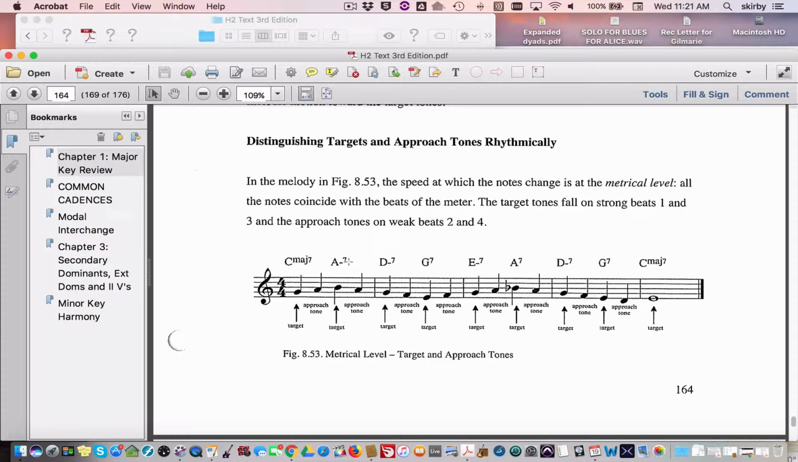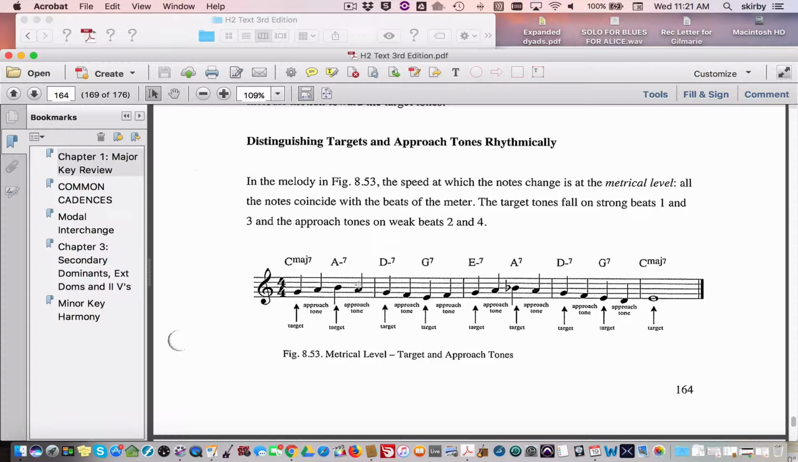That means that we tend to hear whatever happens on 1 and 3 of a group of 4 as defining the essential character of the harmony, and whatever's on 2 and 4 is maybe supporting the harmony, but it's not so much of a definition. It's more of a feeling of transition. The 1 and 3 are the target points. That's where your target notes go, and 2 and 4 is where your approach notes go.